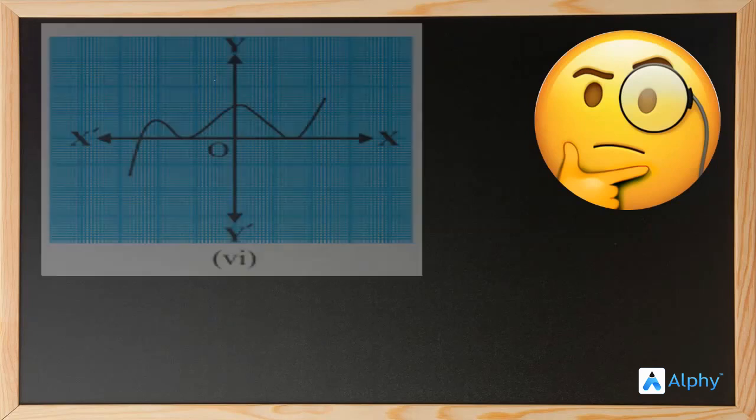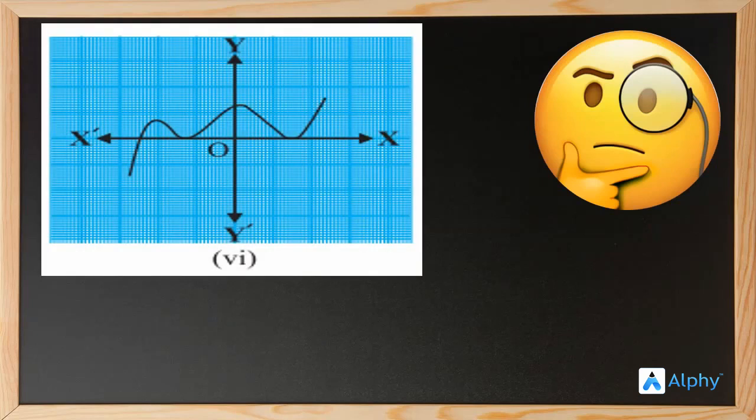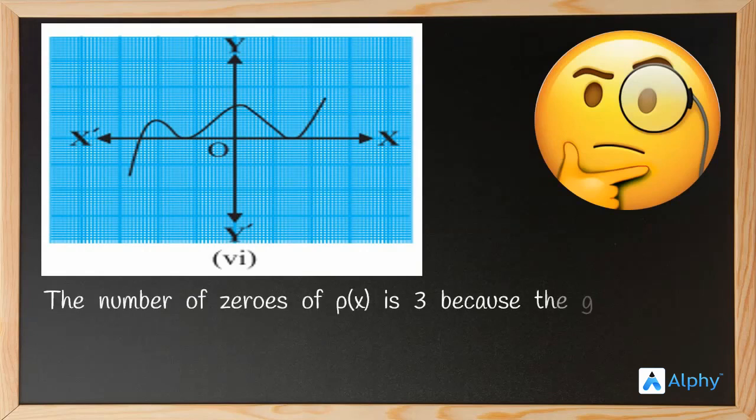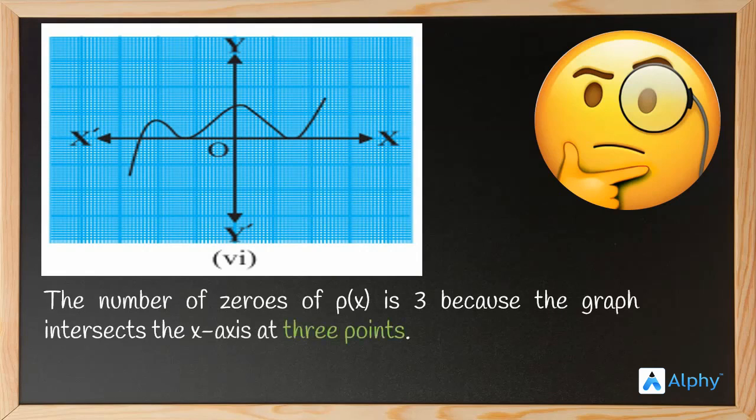Next we have part number 6. So the number of zeros of p of x is 3 because the graph intersects the x-axis at 3 points. So let's try to locate the zeros. Here is the first zero or the first intersection, second intersection, and the third intersection. So these are the three intersections, hence the three zeros.